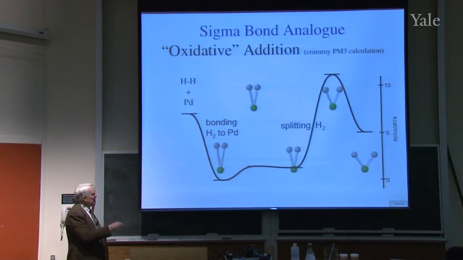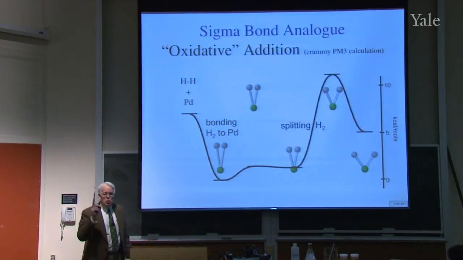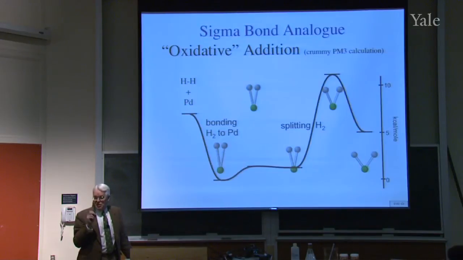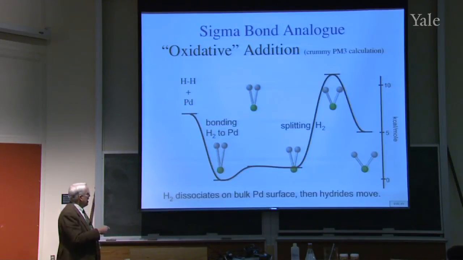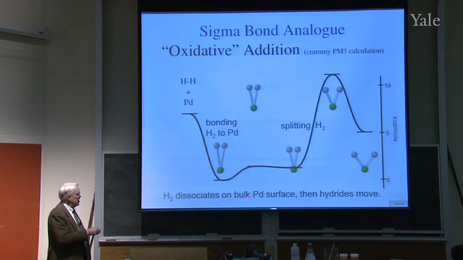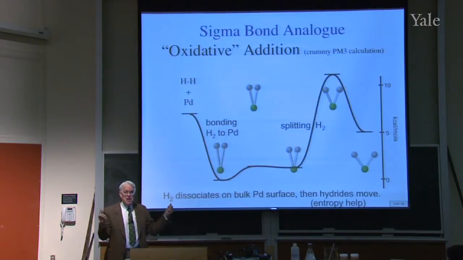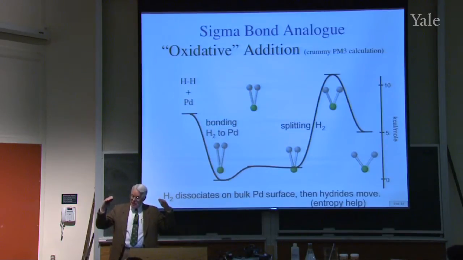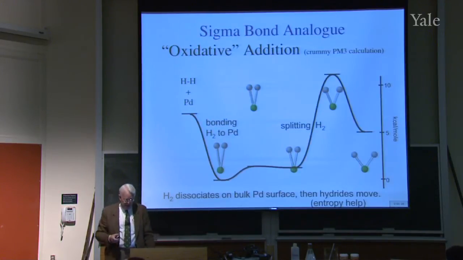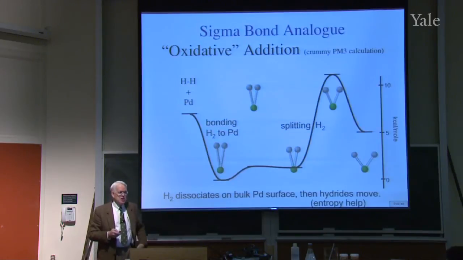However, once it gets up there, these hydrogens can move from one metal to the next because we're talking a solid metal in this case, okay? So in fact, it dissociates on the palladium surface, and then the hydrides move, so you get an advantage from entropy, from the hydrogens getting apart. Even though it's uphill a little bit in energy, it's very favorable to move them apart in entropy, rather than having to have them right next to one another. So it's possible to dissociate hydrogen on palladium.